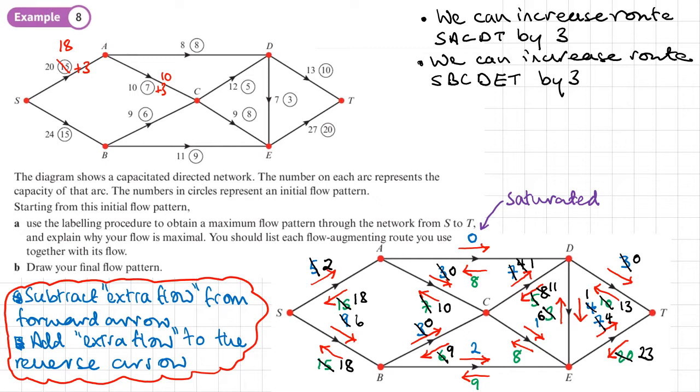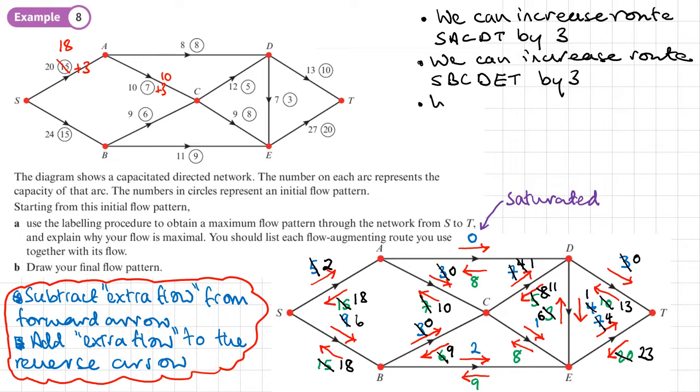So let's see if there's any other routes that I can increase. We know we can't increase any routes that go from S to A because they're saturated there. We can't increase a route that goes SB to C because that's saturated, so we must go to C. So S, B, E, T. Now we've got 6, 2 and 4, which means that I can increase that route by 2.